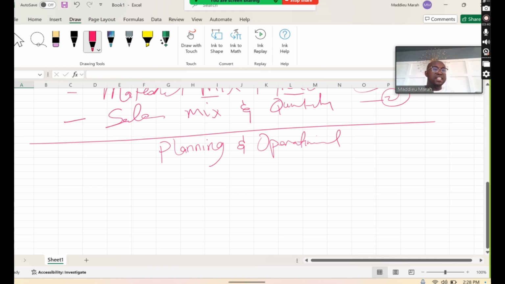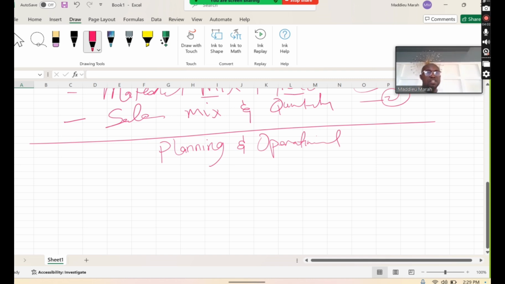Now, having revised the budget, we have our current budget. We compare that one to the actual result. The figure we get here, we call operational variance. That's the operational variance. Is that okay? So now we have dealt with it in detail. How do we calculate planning variance and operational variance?